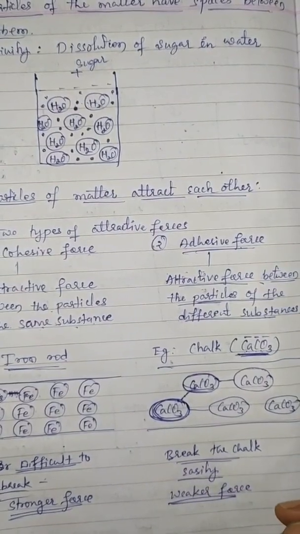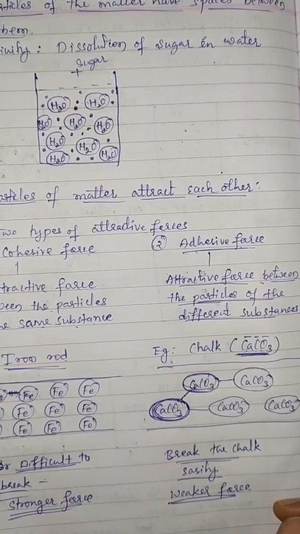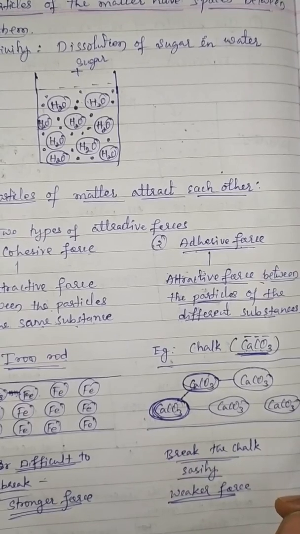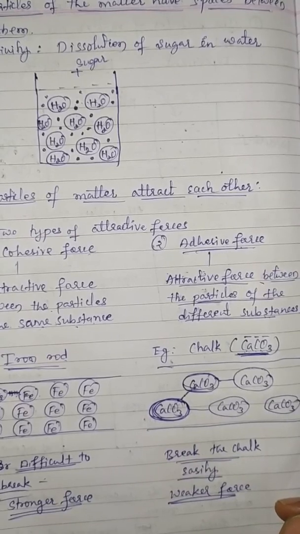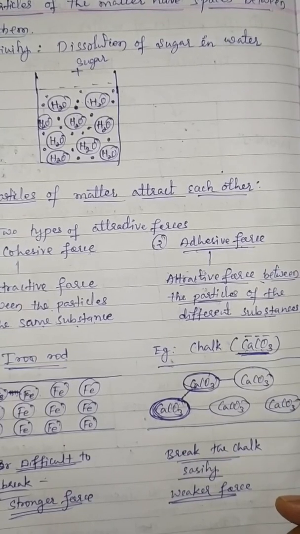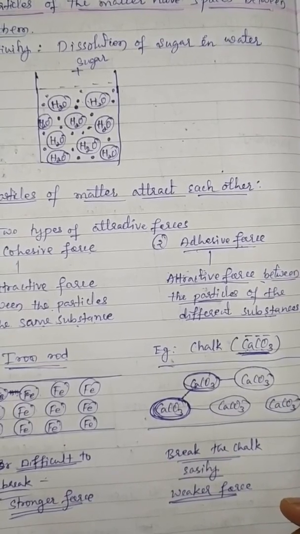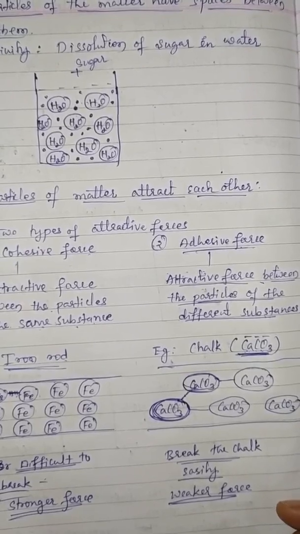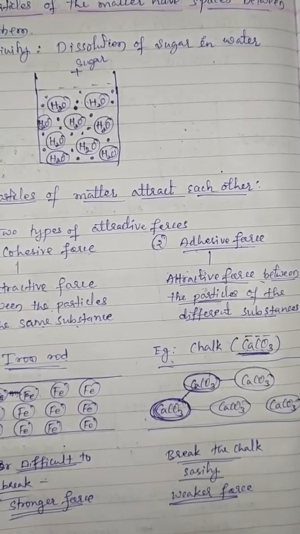These are the four characteristics of the particles of the matter. In the next class we will study the classification of the matter and properties of the matter. After classifying, we will study the properties.